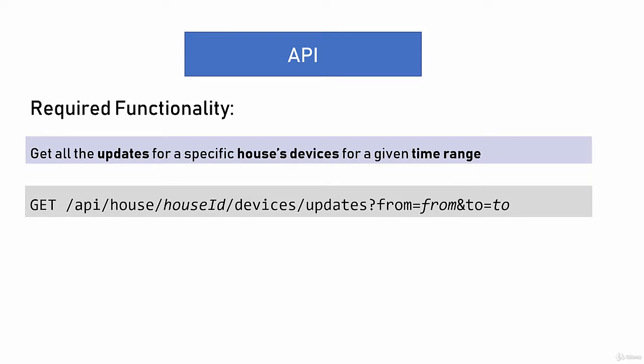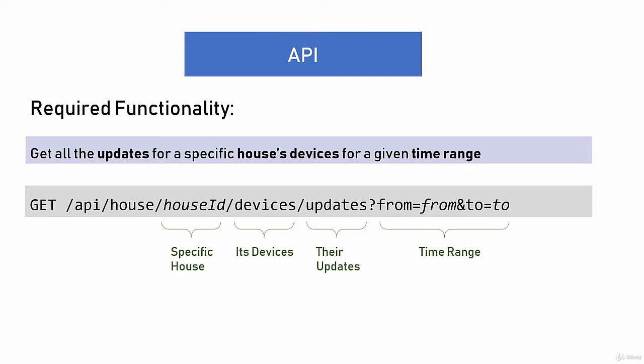Let's look at this URL. We first look for a house with an ID of house ID. The client will place here the ID of the house it wants the updates for. Then we tell the API that for this house we want the devices, and for the devices we want the updates and not, for example, their serial number or firmware version. And what about the time range? This is set using query string parameters.